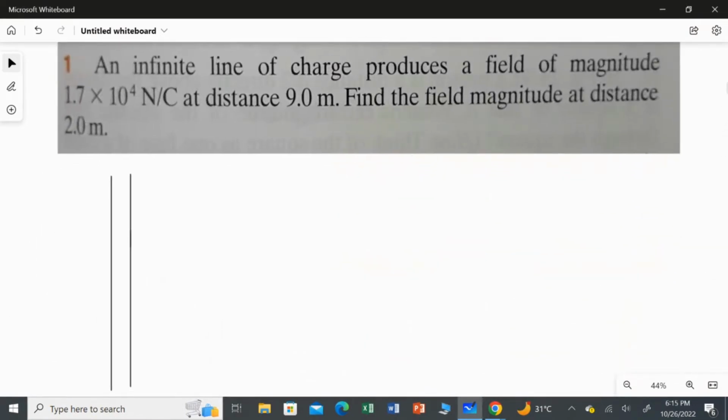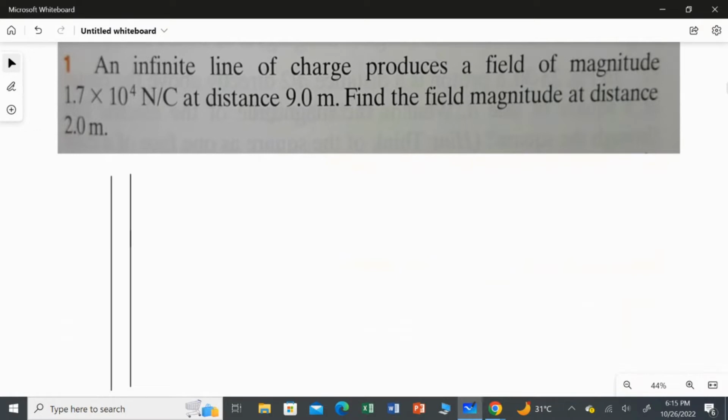An infinite line of charge produces a field of magnitude 1.7 × 10^4 Newton per Coulomb at a distance of 9 meters. So you have the infinite line of charge which will have the magnitude of 1.7 multiplied by 10 to the power 4 at a distance of 9 meters. And find the magnitude at the distance of 2 meters.